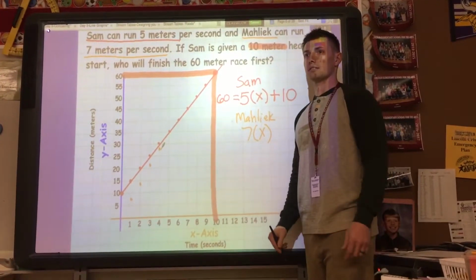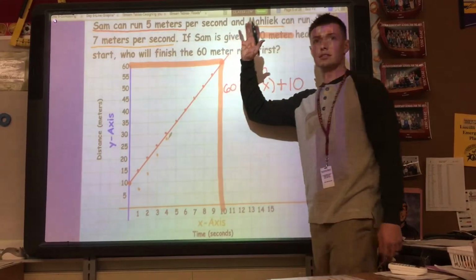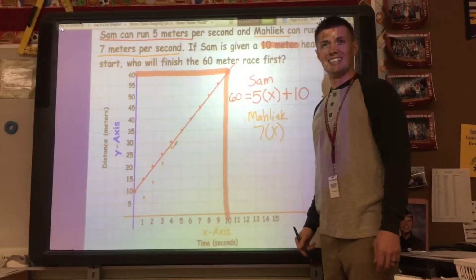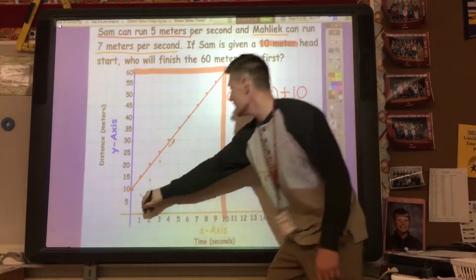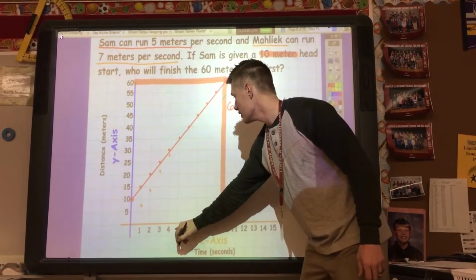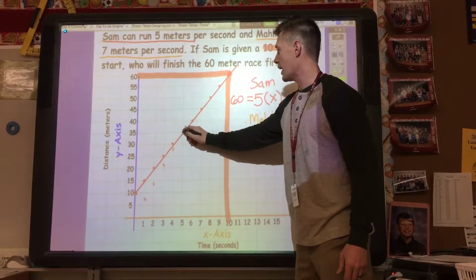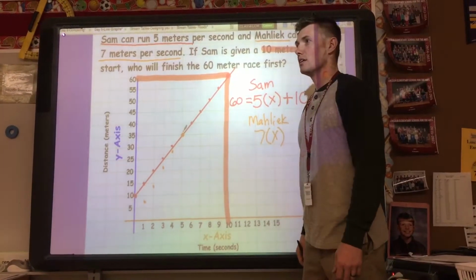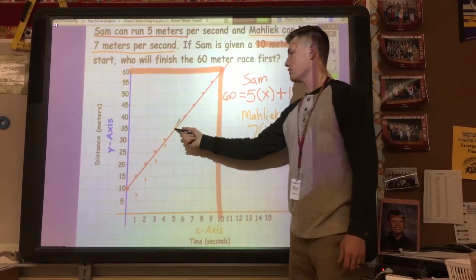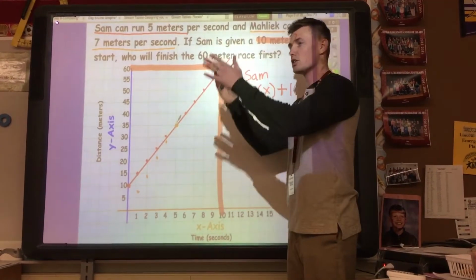So what do you notice is happening to the distance between the two? Blake? It's getting closer. So who's catching up? Malik. You are, Malik. So Malik is catching up to Sam. And finally, at 5 seconds, they're tied. Because 7 times 5 is 35. This is where they intersect. They're crossing each other's path.